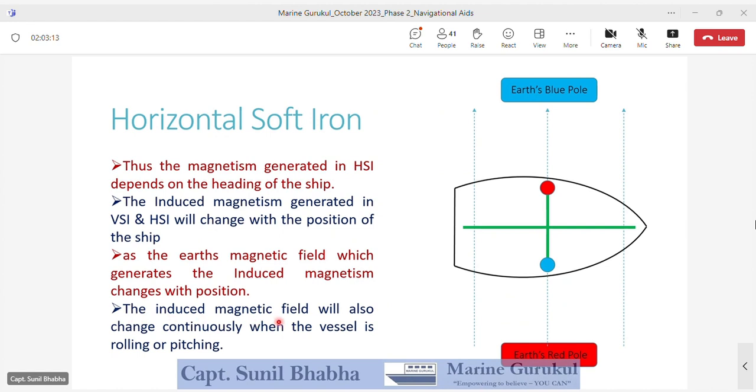Now the induced magnetism in the ship's structure will also change continuously when the vessel is rolling or pitching. When the vessel is rolling or pitching, the fore and aft longitudinal structures, the athwartship beam structures or the vertical structures are also changing their orientation time and again. With every roll and with every pitch of the ship, the HSI and the VSI are going to change their orientation. And as their orientation changes, the induced magnetism in those structures also changes.